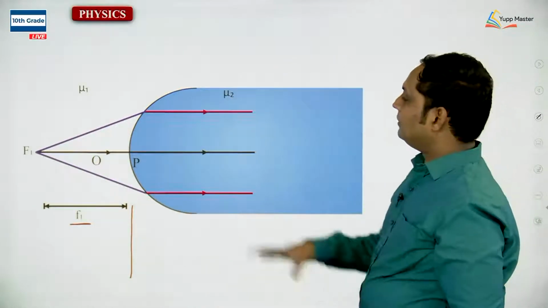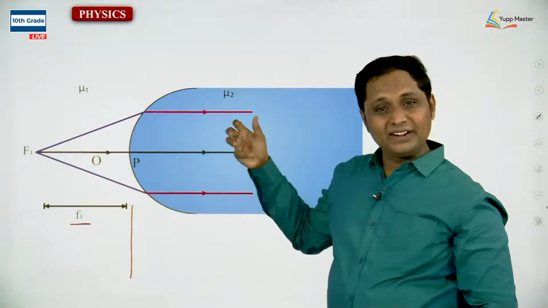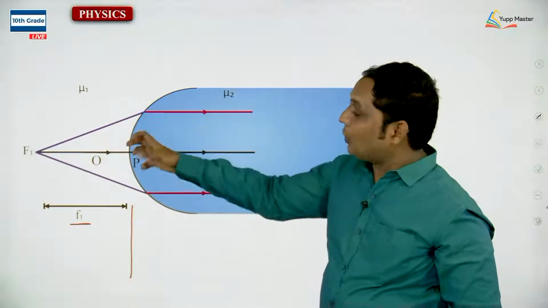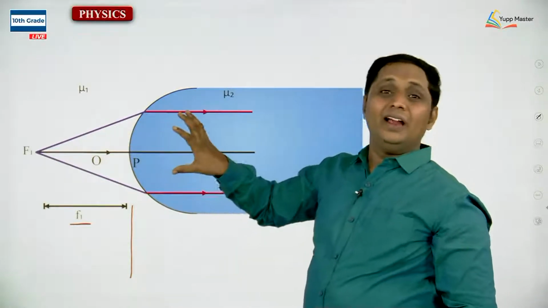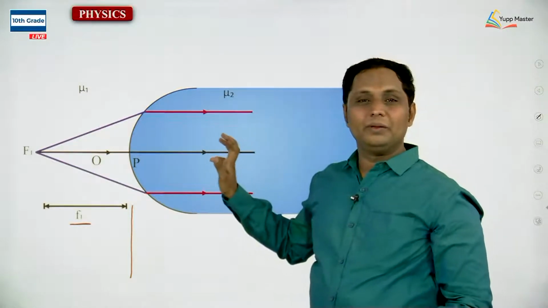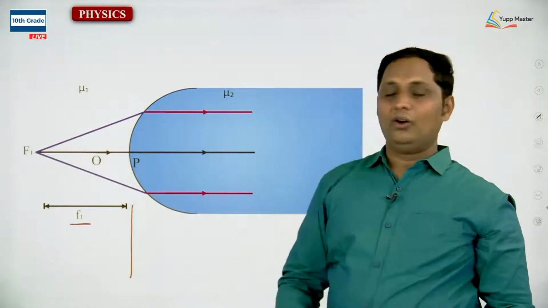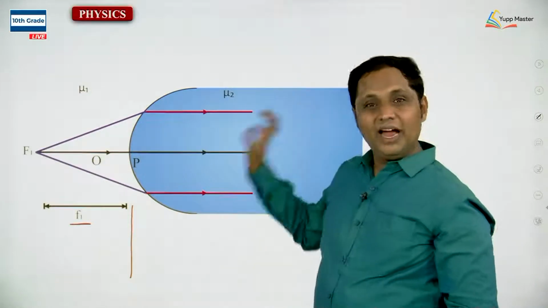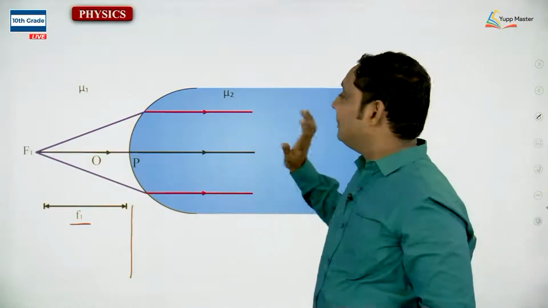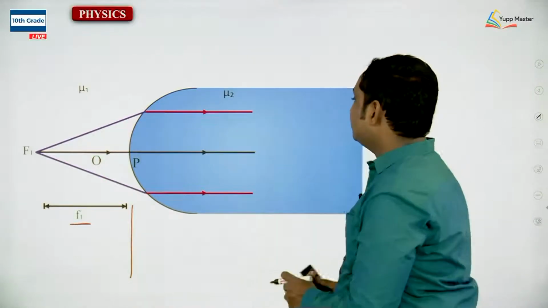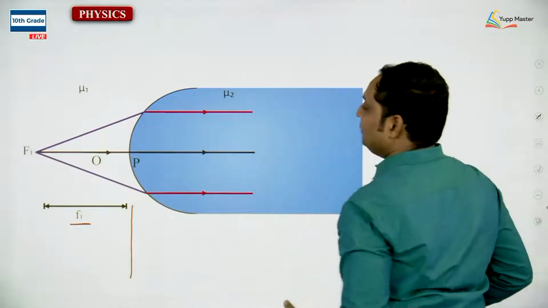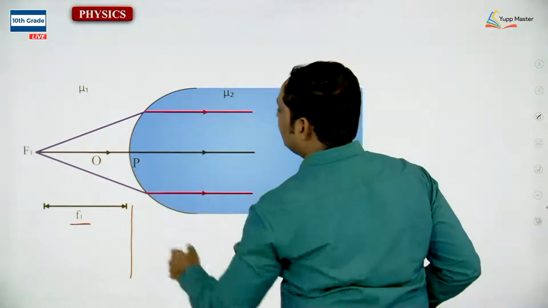Suppose this is the case we are going to represent: the refracted light rays are parallel. They originate from one point and after refraction they become parallel lines. All the refracted light rays travel in the same direction, very clear. The pole is one point.